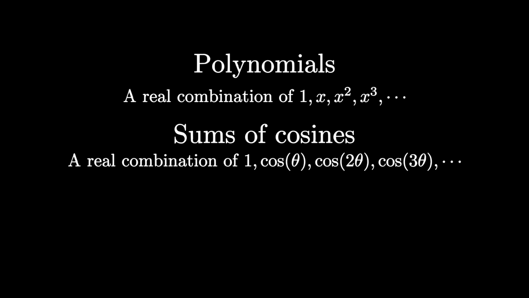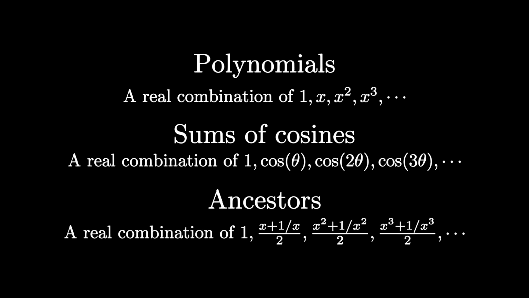And just now, we saw that plotting a sum of cosines is exactly the same as plotting a specific kind of complex function, which we'll call ancestors here, because they're Trigidadian ancestors according to Trigidadian mythology. Ancestors are a real combination of 1, half times x plus 1 by x, half times x squared plus 1 by x squared, and so on. Here's an example.